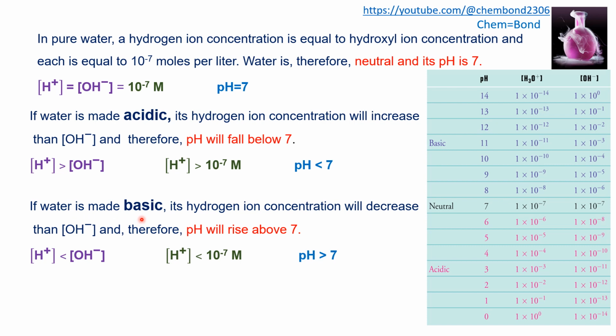Alternately, if the solution is made basic, which means that hydrogen ion will be less than hydroxide ion, or we can say the hydroxide ion will be greater than hydrogen ion. And the hydrogen ion concentration will be less than 10 to the power minus 7 molar. So 10 to the power minus 7 molar is here. So all this blue area will represent the hydrogen ion concentration that is less than 10 to the power minus 7. And the pH value, if you look at this table, will be greater than 7, 8, 9, 10, 11, 12. So pH value will be greater than 7 for a basic solution.